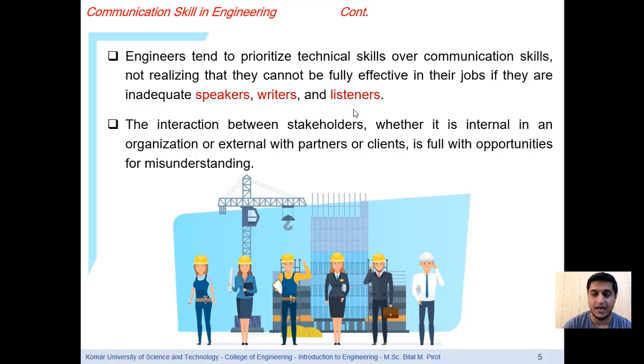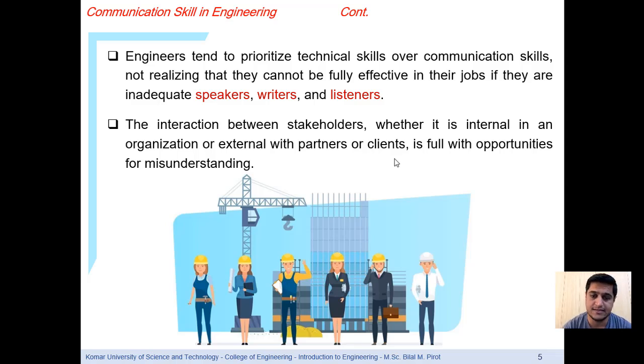So if you are not equipped with a good communication skill, like if you don't have a good speaking skill, a good writing skill, or a good listening skill, if you couldn't listen to other members in the team, you will not be successful. It doesn't relate to your information. It doesn't relate to your technical skills. It is related to your connection with others. So if your connection with others is good, you will be successful in most of the cases.